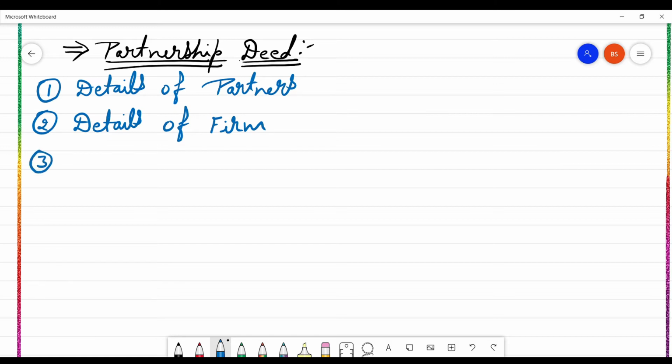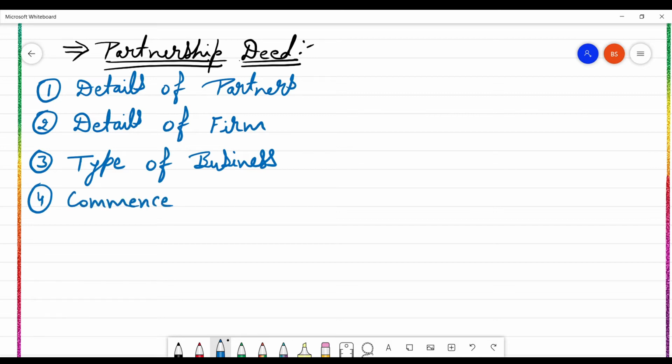Third one, type of business. The information about the type of business is also included here. Fourth one is commencement of partnership. The information about the commencement date of the partnership firm is also covered in the deed.